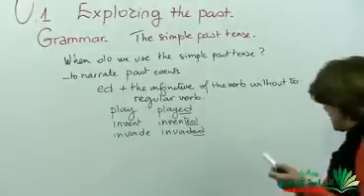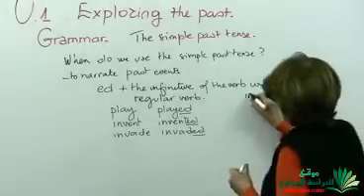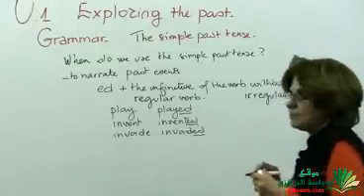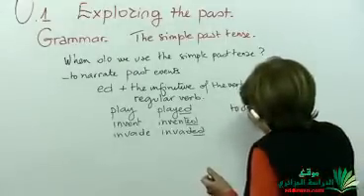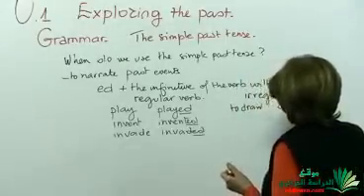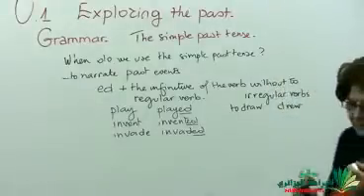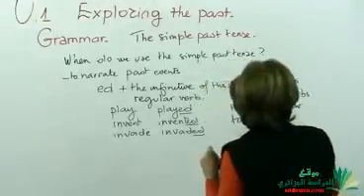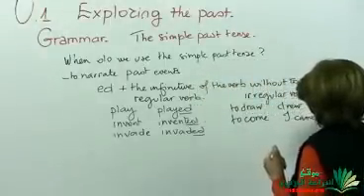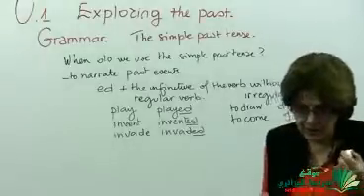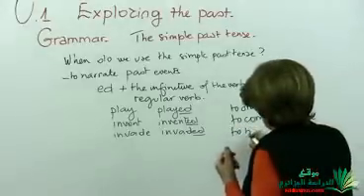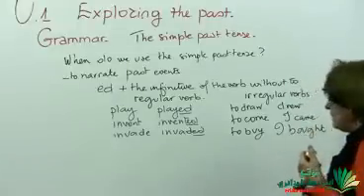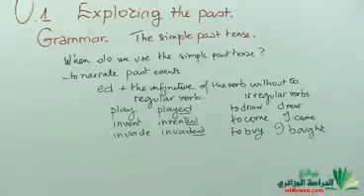But there are irregular verbs. For example, you have to draw: to draw, drew. And the past participle, of course, is drawn. To come. You say, I came. Yesterday I came early. You have to buy. For example, to buy, I bought.